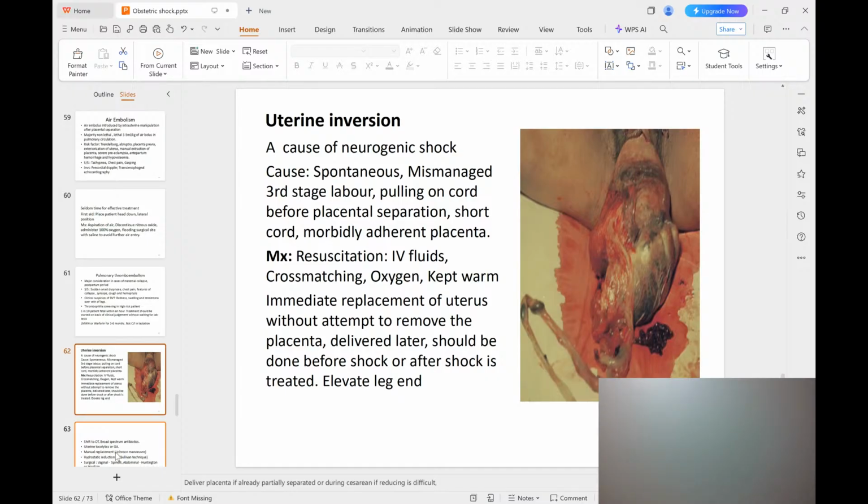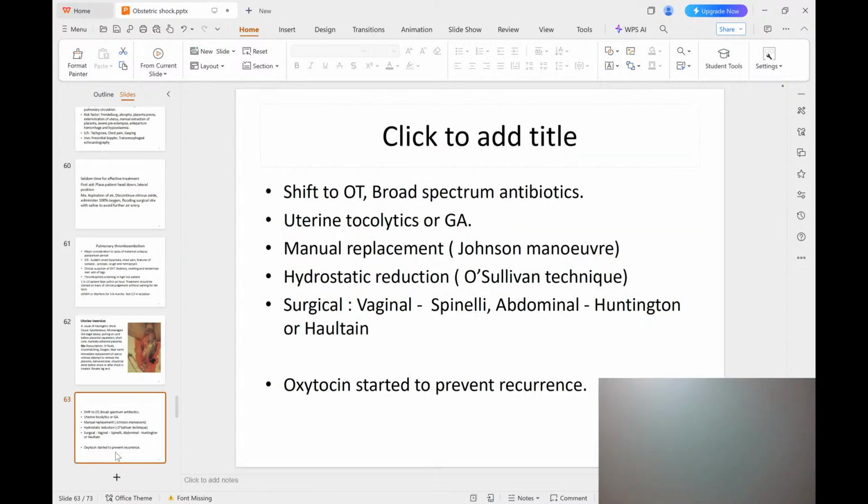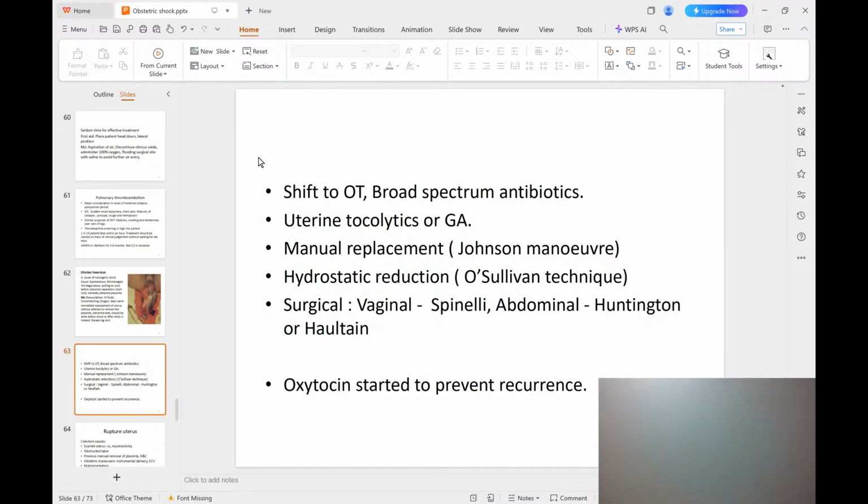Replacement should be done before shock or after shock is treated, and delay can be considered with the expectation that it will revert itself. The patient should be shifted to OT, broad spectrum antibiotics should be provided, and uterine tocolytics or general anesthesia can be given. Manual replacement can be done, that is Johnson's maneuver, hydrostatic reduction, O'Sullivan technique, and surgical methods, both vaginal and abdominal. After it has been replaced to its position, oxytocin should be started to prevent the recurrence.